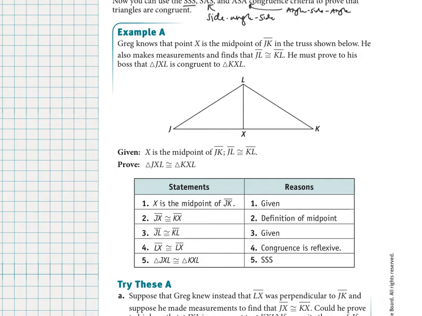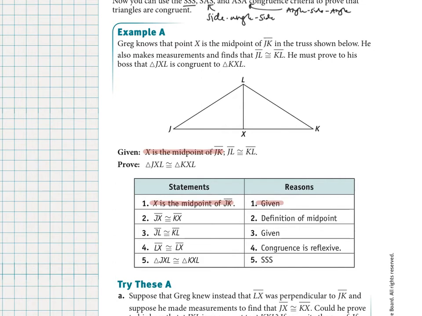So let's start looking at the given. We have two pieces of given information. We talked about how we can focus on either one, we can do both of them at the same time, or we can have an initial given and then space out the other one throughout the problem. We can see Greg here started off with that first given, that X is the midpoint of JK. So we know that's our given piece of information.